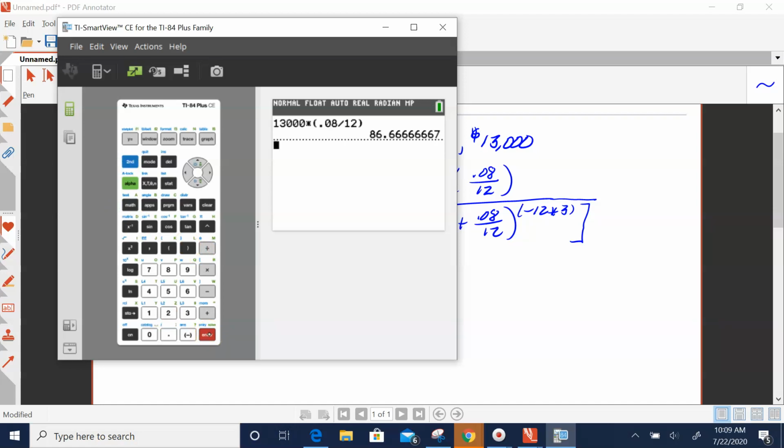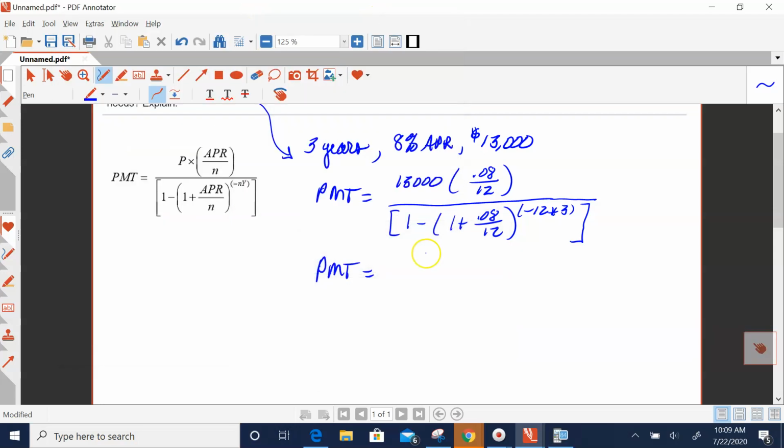So I'm actually going to write that down: 86 point and a bunch of sixes. We can't round any values until we get to the final answer, so that's why I'm going to leave all those decimals on that 86. Now let's work on the bottom. I've got 1 minus, and I'm not going to work on that yet.